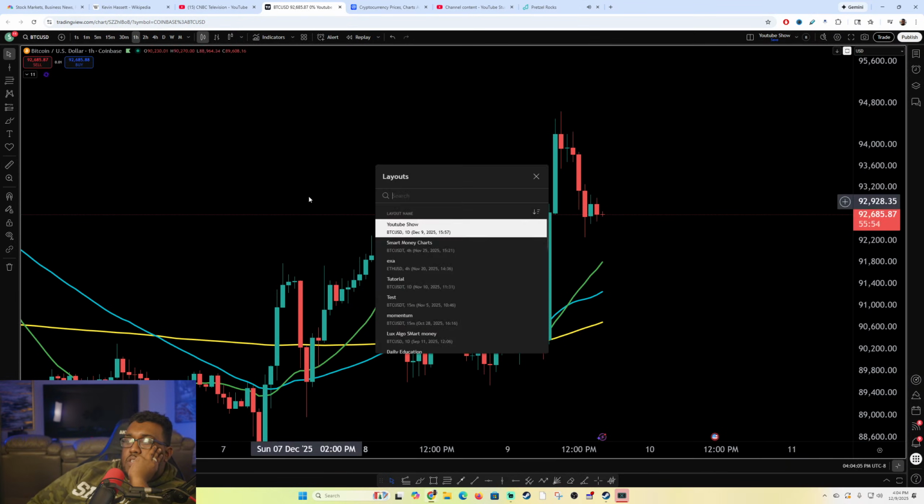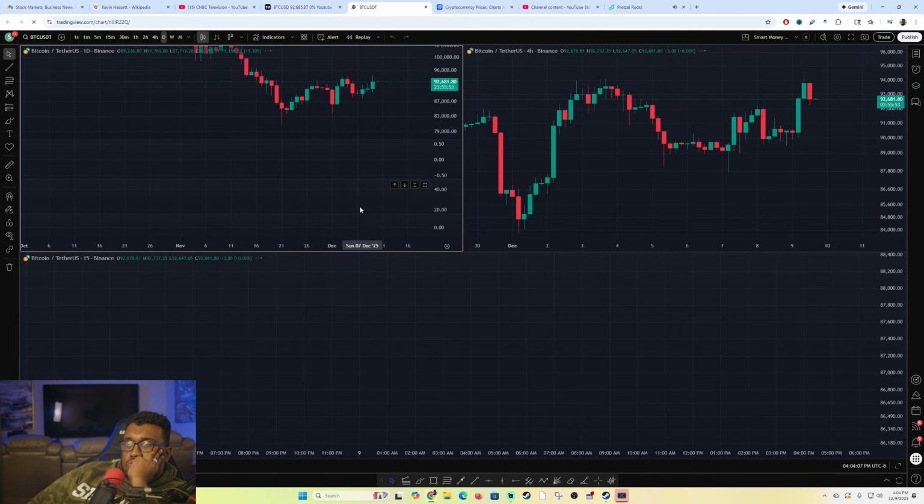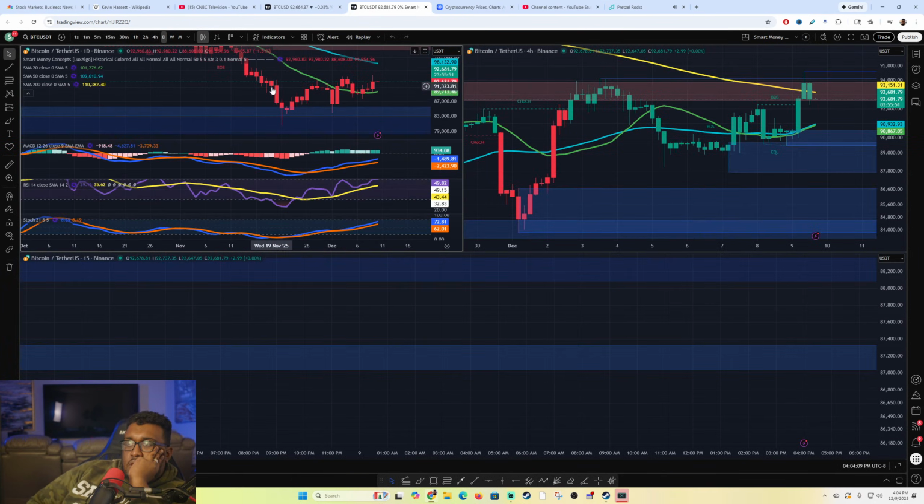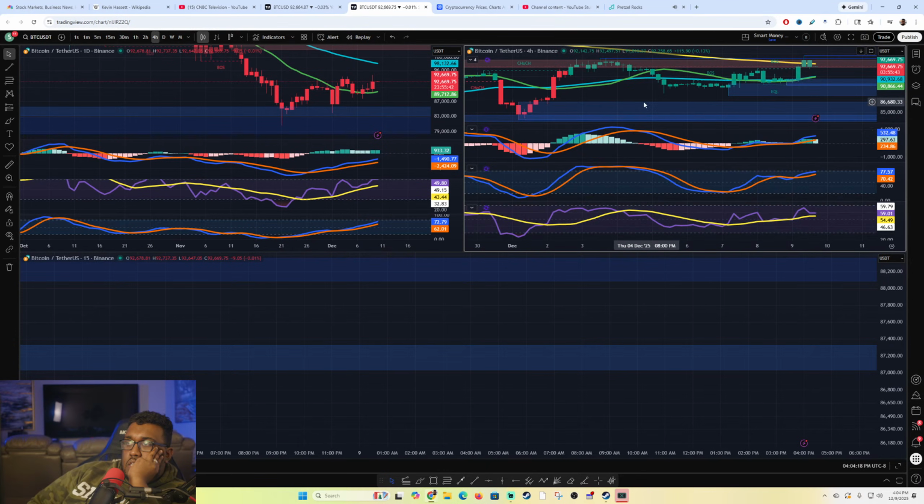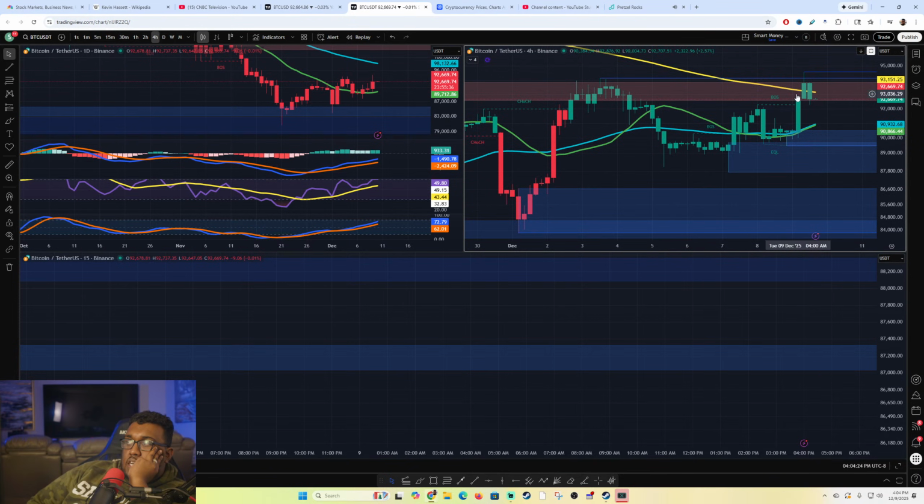The smart money charts. So Bitcoin's bouncing off of support. We have the momentum that's been shifting over here, giving us a little bit of breathing room. The 4-hour chart, just like the daily, is still fairly bullish. And again, we're running into some resistance levels right here, which isn't the best.